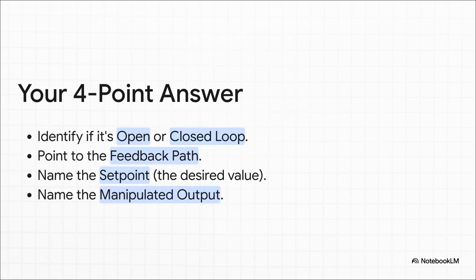Here's your 4-point checklist. First thing, right off the bat, state if it's open loop or closed loop. The dead giveaway is the feedback path. If you see one, point right to it. Next, identify the set point. That's the target, the desired value the system is trying to hit. And finally, name the manipulated output. That's the actual thing the system is controlling, like the voltage to a motor or the position of a valve. If you can nail those 4 points, you've just shown you understand the core logic instantly.